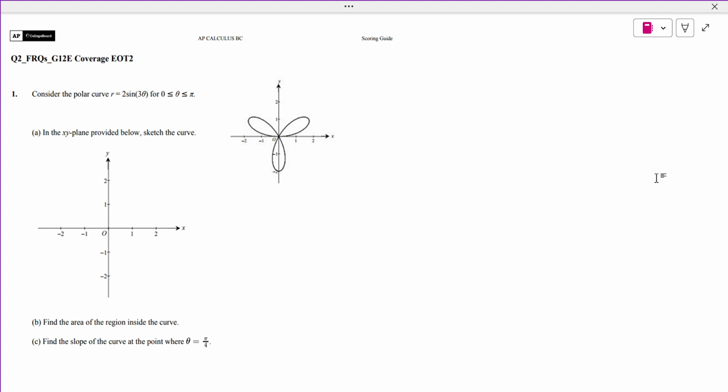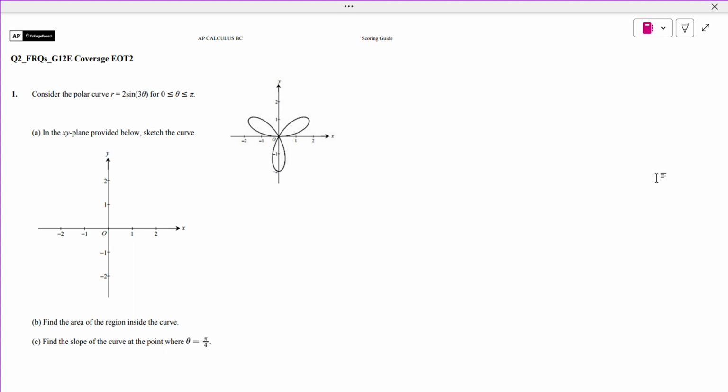So what do we do in the first part? We have our graphing calculator in the exam, so we can sketch the polar curve on our graphing calculator and then copy what we get on the exam paper. The scoring guide for this part has 2 points: 1 point is given for sketching three petals, three leaves, and 1 point is for identifying that the length or the maximum height of each petal is 2.